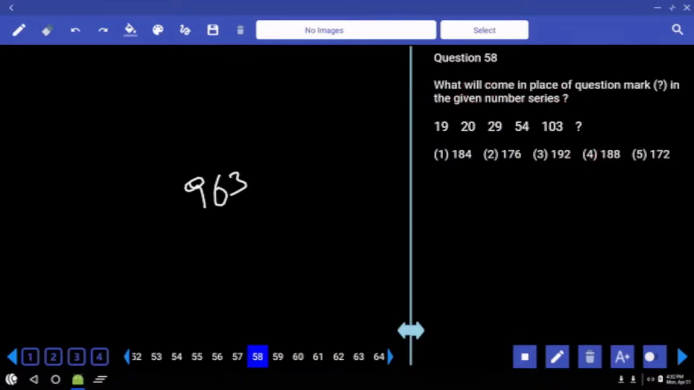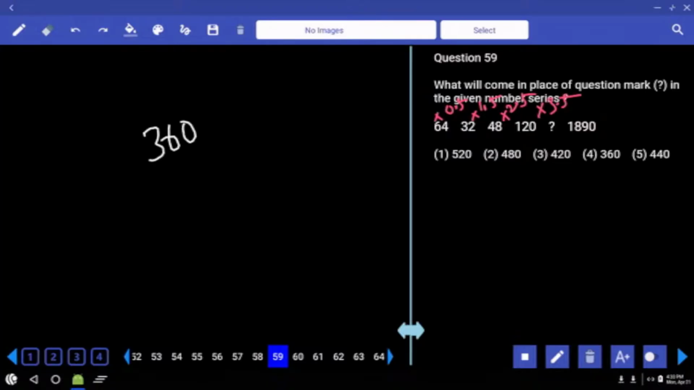Then 58. 1, 9, 25, 49. Here the difference is so much. 1 square, 3 square, 5 square, 7 square. Next one, 9 square, 81 plus 3, 84. 84, choice 1. Squares of odd numbers are added. Then 59: 64, 32. It is half. 0.5. Now this is 1.5. Now this is 2.5. Next one is 3.5. 3.5 is nothing but 120 into 3, 360. 120 into 0.5, 60. That is 420, choice 3.